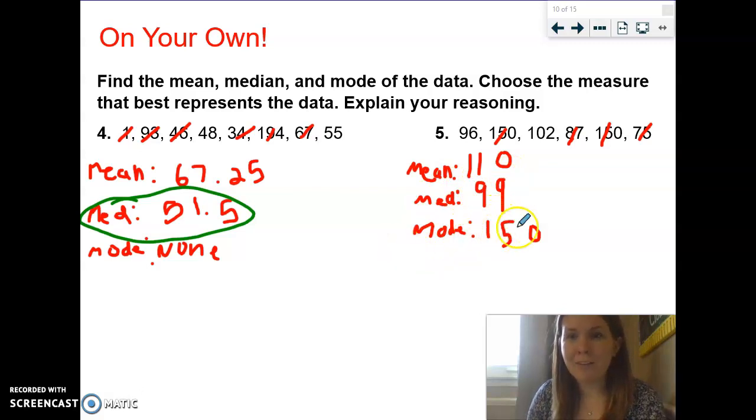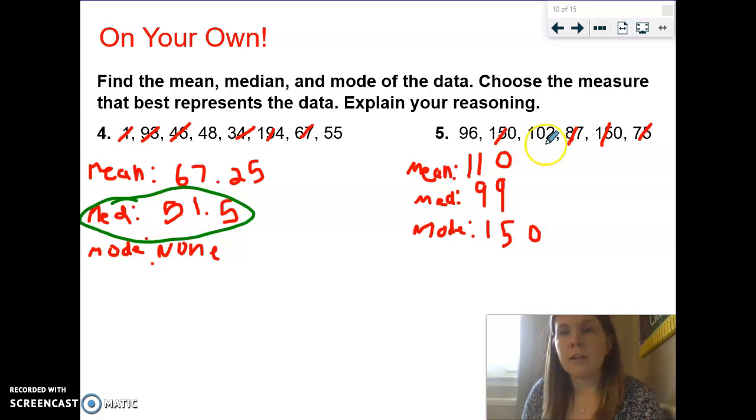I'm going to tell you right off the bat, most of the time, the best measure of center is not your mode. Because this mode is the top part of this list. So that's not a good measure of center value. It's not center, it's all the way to the top. So then when I look at 110, again, there's only 150, which is above it.